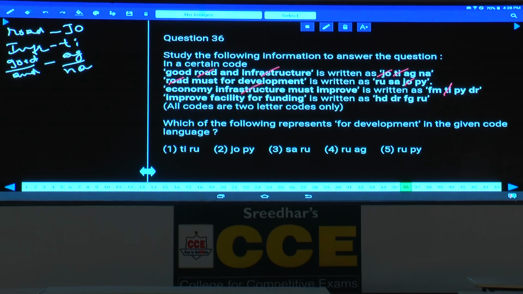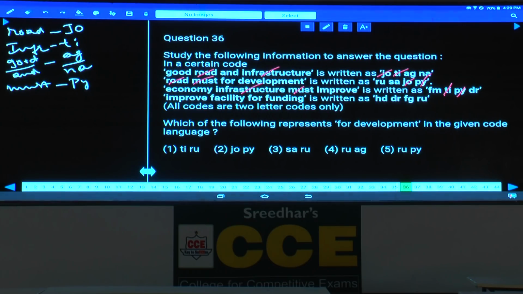Now this is about the question number. Now comparing the first one with the remaining three statements 2, 3 and 4. Then compare the second and the third: must for development. Must is the word which is common between these two. What is the code which is common here? RUSAPY. PY is common, and the code for must is PY.